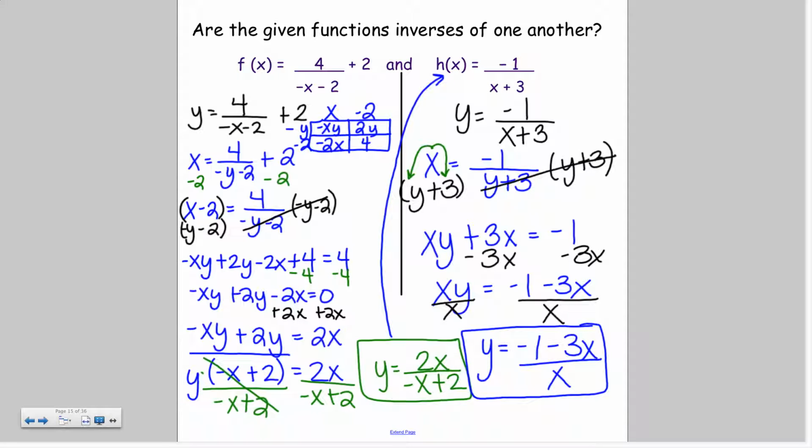Now, if we look at this one, does this one match this? It does not, so it's not the inverse. So your answer for that would be no. They're not inverses of each other.